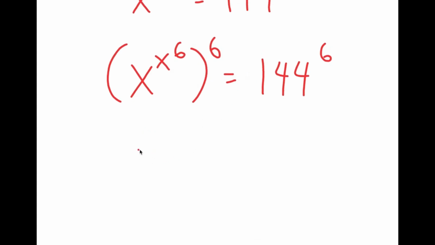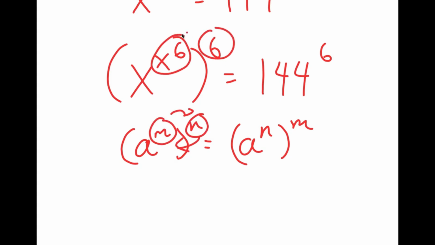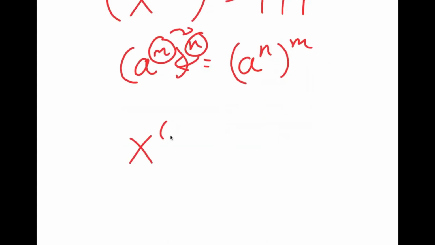Now from here, if I have something in the form a to the power of m to the power of n, this is equal to a to the power of n to the power of m. So basically, I can switch the places of these two exponents. So that's what I'm going to do with x to the power of 6 and 6. So now I get x to the power of 6 to the power of x to the power of 6 is equal to 144 to the power of 6.